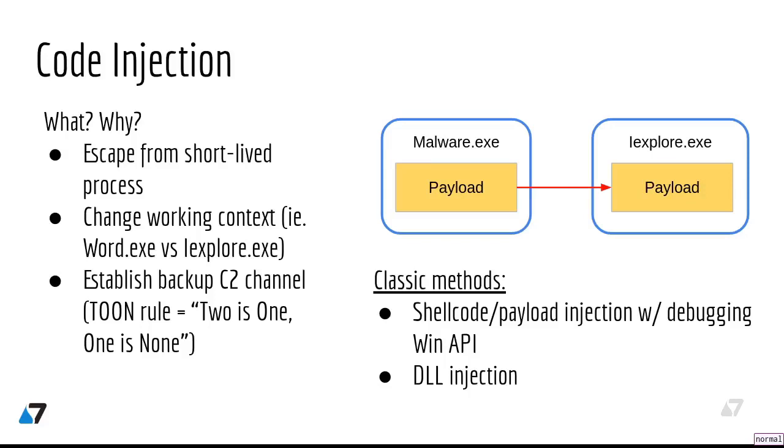You have your malware running, either a dropper from a phishing attack or a Trojan you managed to deliver to your victim, or it can be anything running your code, okay? And for some reason, you might want to run your payload in a different process. Now, what are those reasons?